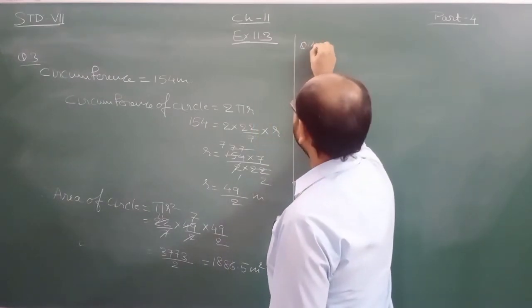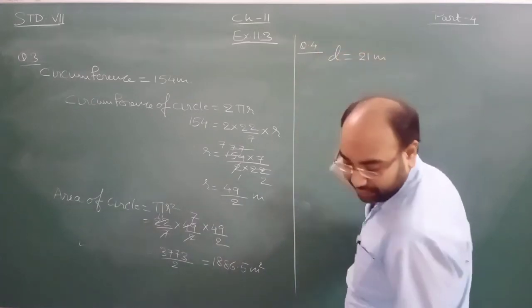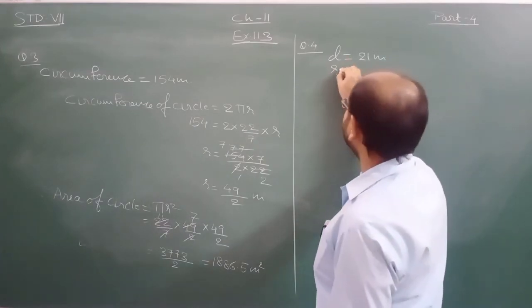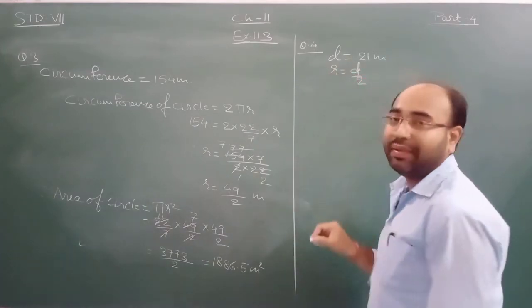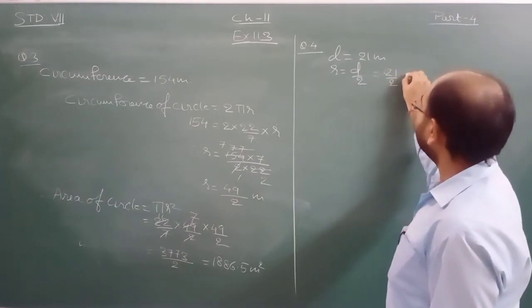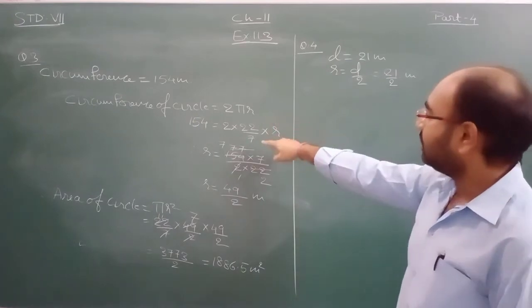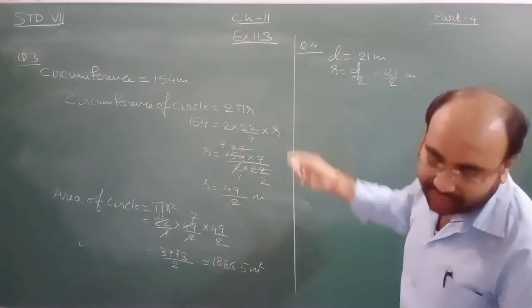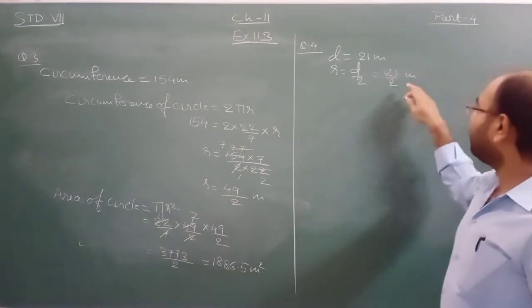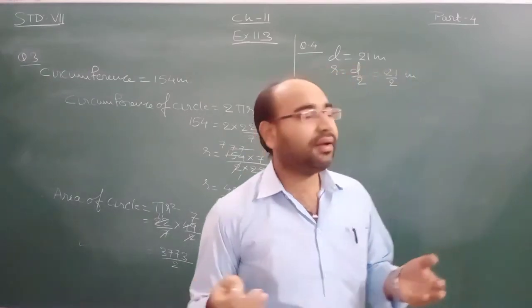So it's question number 4. The diameter is given, 21 meter, and we have to find out the radius. So radius means diameter divided by 2, and 21 upon 2 we will keep as it is. Leave it, because it can be cancelled. What value of pi have we been told to take? 22 upon 7. So you have to take care whether we can divide, and then keep the radius in fraction form.